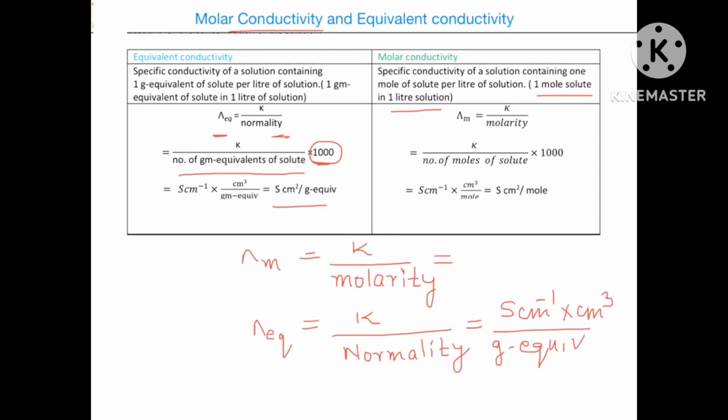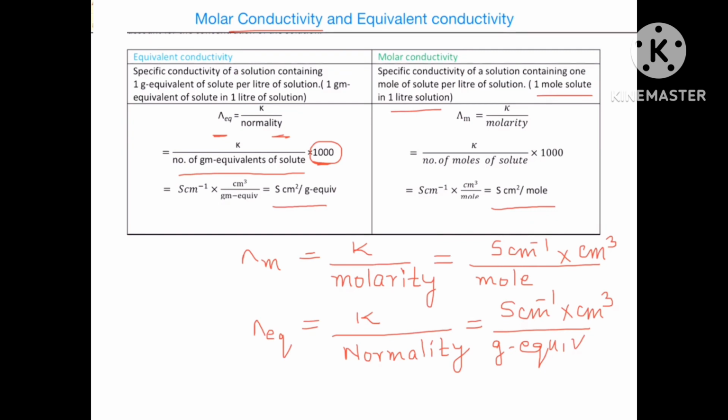Similarly, to define the unit of lambda m, that means molar conductivity, it is kappa, that is again Siemens per centimeter, divided by the number of moles of solute, that means mole, per liter or per 1000 centimeter cube of the solution, right? And that gives us the unit as Siemens centimeter square per mole.